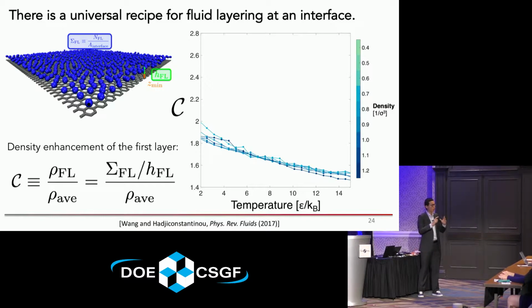And it turns out for a broad range of systems, this quantity, the density enhancement, collapses onto a single universal curve independent of density, and it is a function only of temperature. So you can think of this universal scaling relation as a universal recipe for tailoring fluid aggregation at a solid interface. What's very cool is what you observe in MD simulations matches quite nicely with what you would predict this scaling relation would be from the Nernst-Planck theory.